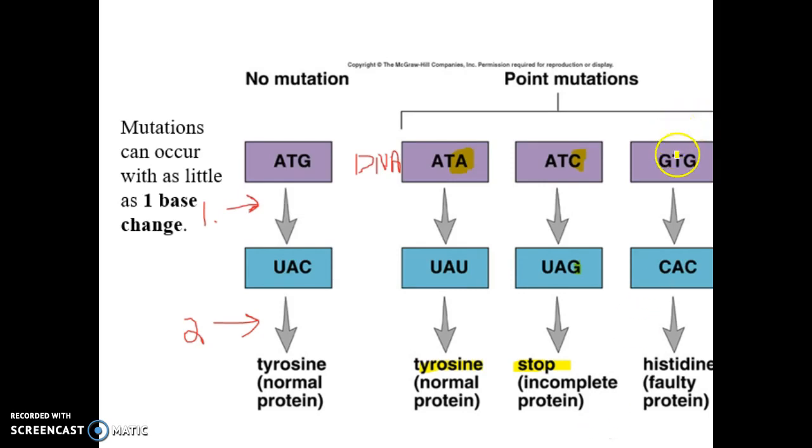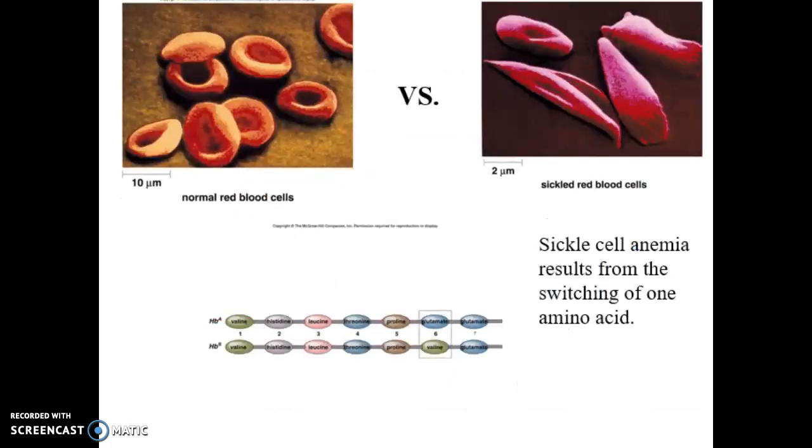Or maybe you mess something up here, and you change the A into a G. That G gets transcribed into a C. That gets translated into the amino acid histidine. So now you have a completely different amino acid there. Instead of tyrosine, you have histidine. Okay, that's a problem again. Those are examples of mutations, changes to the strand. So a real-life example is sickle cell anemia.